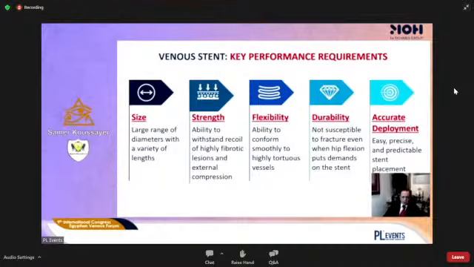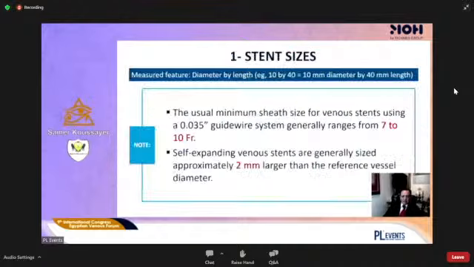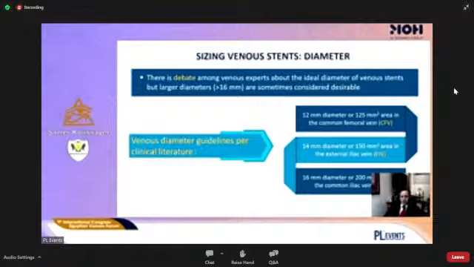Let's go through each one in detail. First, the sizing, stent sizing. When we say the size of a stent is 10 by 40, what does that mean? 10 is usually the diameter and 40 is the length. The usual minimum sheath size for a venous stent using a 0.035 guide wire is usually between 7 to 10 French. That's not a big deal in the venous system. Even with a 10 French, with compression you can stop the bleeding, you don't need any closure device. Usually you need to use a 12 millimeter diameter or 125 millimeter area.